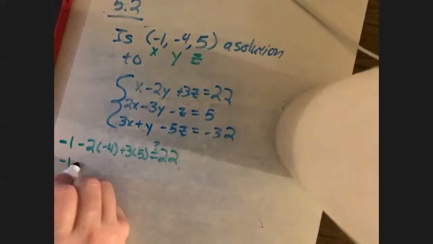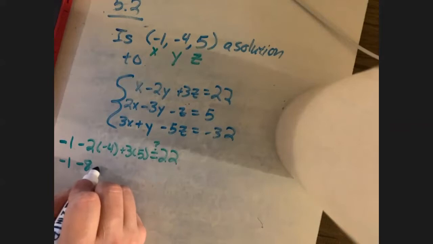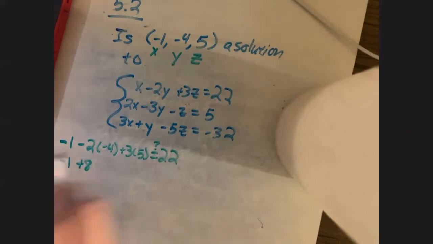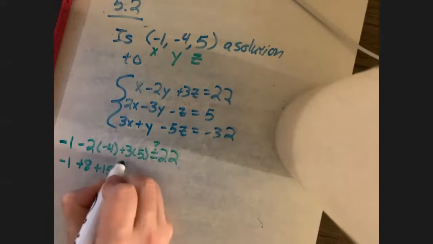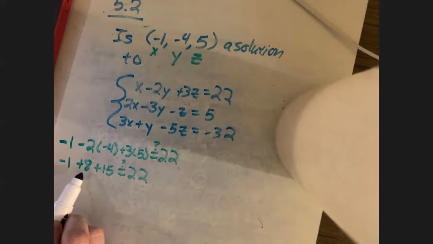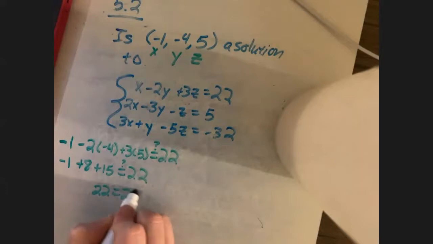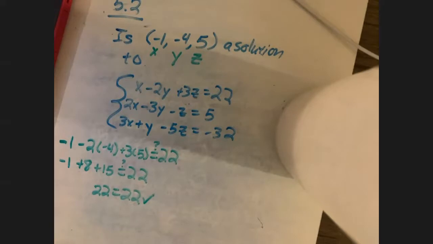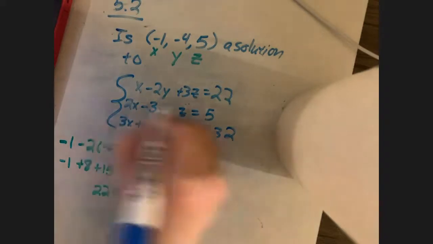So -1 minus 8, or sorry, that's plus 8, plus 15, does that equal 22? -1 and 8 makes 7. 7 plus 15 is 22, so it works in the first one. Now, again, this is at any point in time. If it messes up, it's not a solution. So just because it works in the first equation does not mean it's an automatic shoo-in for the rest of them, okay? So I'm going to plug it into the second one. I'm going to see about the second one.